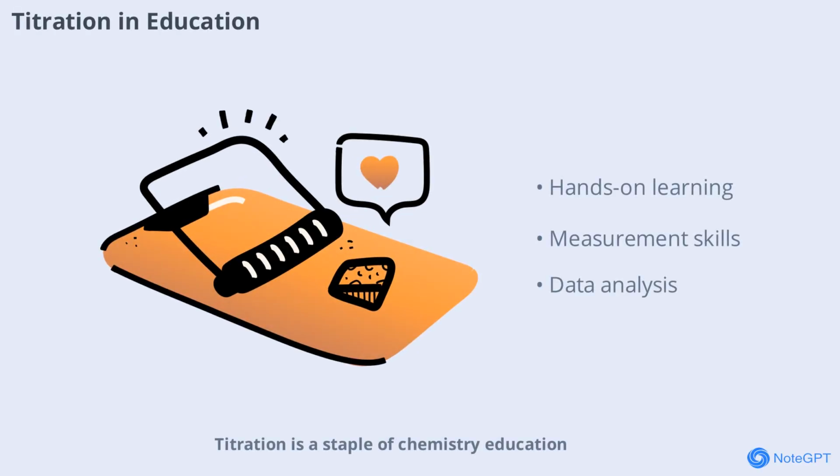Titration is a staple of chemistry education, introducing students to essential laboratory skills. By performing titrations, students learn about chemical reactions, measurement, and data analysis. The hands-on nature of the experiment makes it engaging and memorable. Titration also teaches the importance of precision and careful observation, skills that are valuable in any scientific discipline.